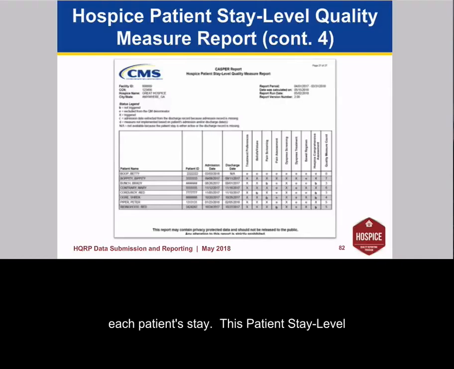This patient stay level report provides a breakdown of the hospice level report for the same time period. The total number of patients who triggered a measure, in other words, had an X in the measure column, equates to the numerator count you'll see on the hospice level report for the same time period. The total number of patients who triggered the measure, those with an X in the measure column, plus the total number of patients who did not trigger the measure, those with a B in the measure column, equals the denominator count you'll see on the hospice level report for the same time period.